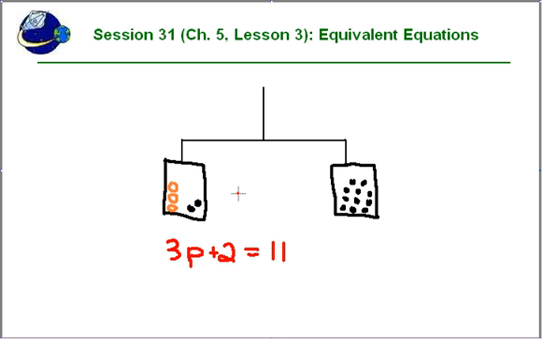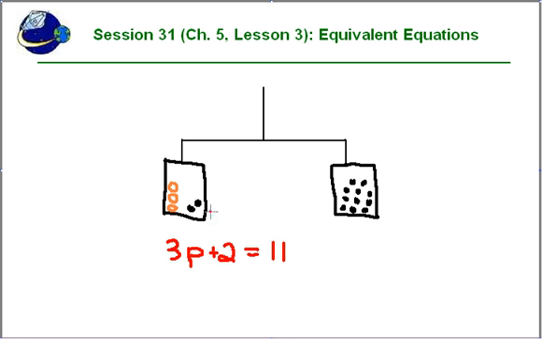Now, to illustrate this example, I'm going to borrow the scale idea, the weights on a scale, to show that both sides of an equation must balance. I borrowed this idea from the textbook. I thought it was a very good illustration of how to solve algebra equations.